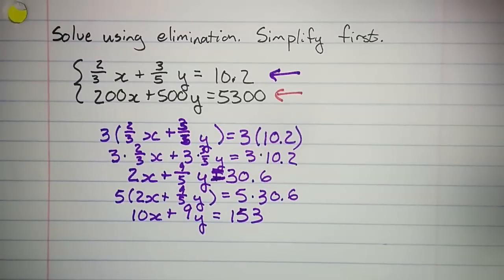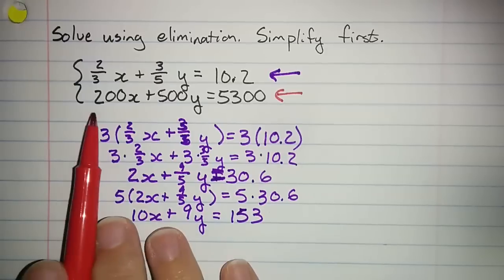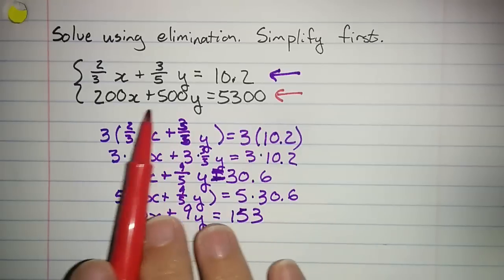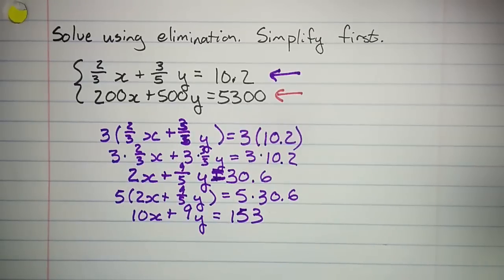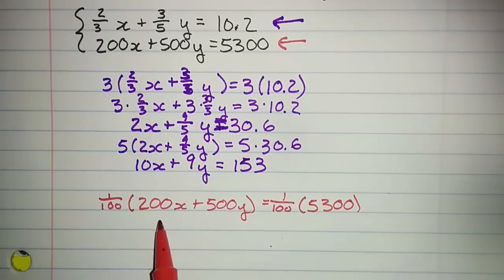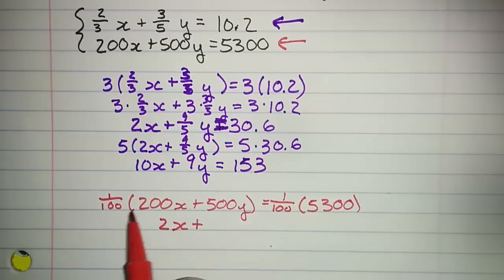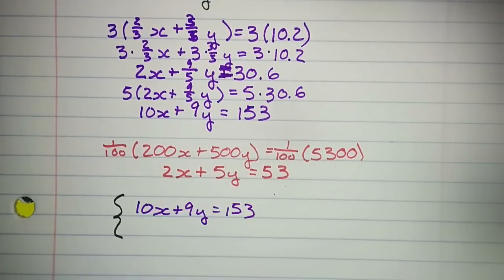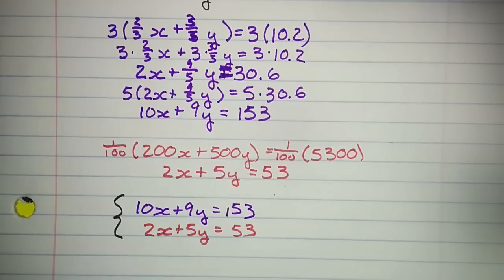The second equation is a little bit easier to simplify. I see that these are each multiples of 100, so I can divide both sides by 100, and that's pretty straightforward. Distributing, I'll get 2x plus 5y equals 53. So after simplifying, my system becomes 10x plus 9y equals 153, and 2x plus 5y equals 53.